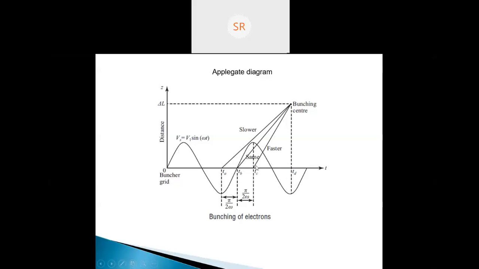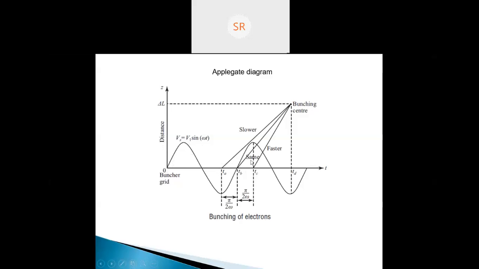This is the positive half cycle. At this particular point, the electron will move faster. Here is the negative half cycle, where the electron will move slower. And here is the change of state: at the zero position of this RF field, the velocity will be the same, and the electrons will reach this particular point, the bunching center. Bunching takes place over this distance, a length here.